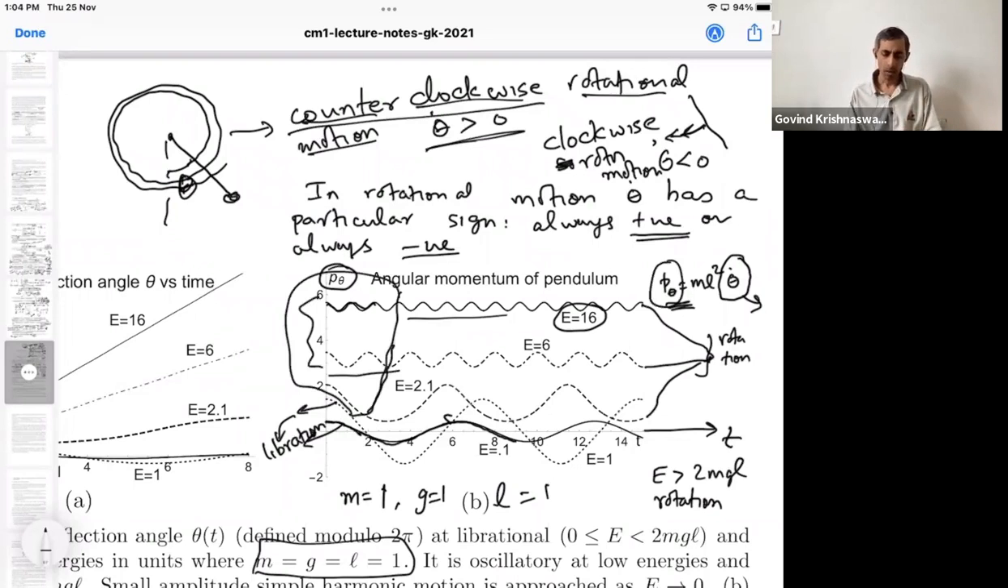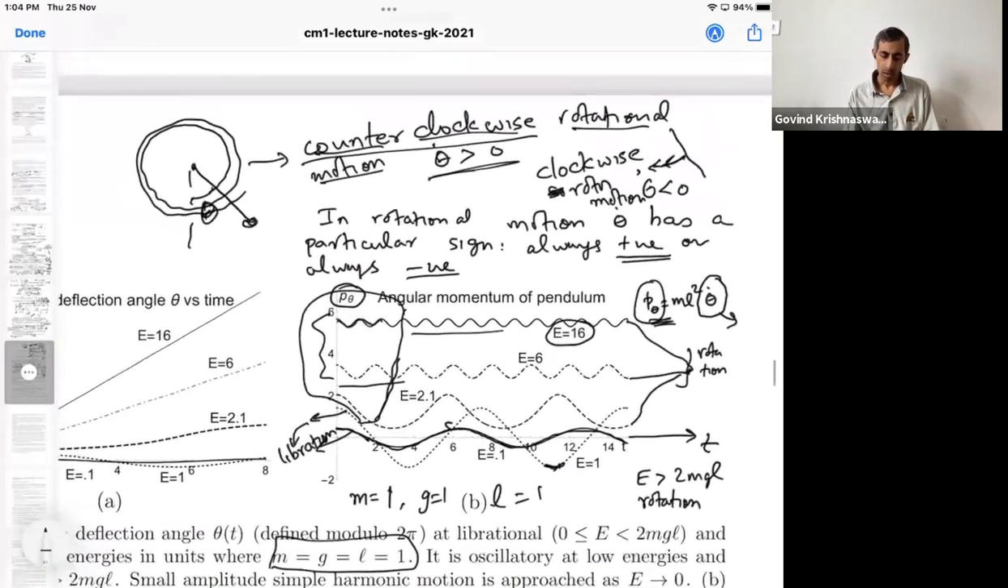On the other hand, the two figures at the very bottom, this dotted curve and this solid curve, correspond to librational motion. And in librational motion, theta dot can have one sign for some time and then another sign for another time, because the particle oscillates. It goes this way, that way. Theta dot positive, theta dot negative, theta dot positive, theta dot negative. So that is the story here.